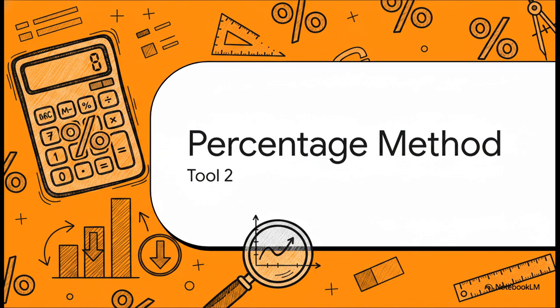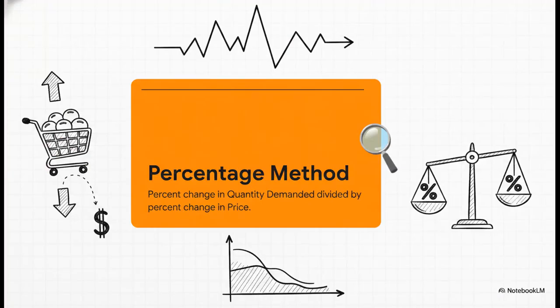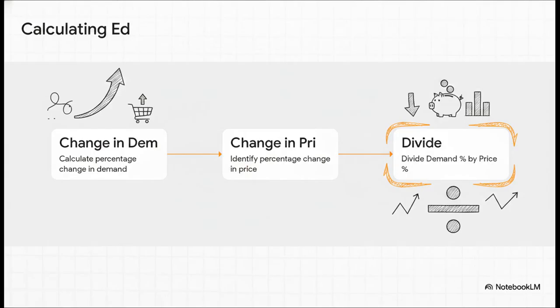Let's move smoothly into tool number 2, which acts as a nice mathematically precise palate cleanser, the percentage method. Some folks call this the proportionate method, but whatever you call it, this is your core go-to formula for calculating exactly how responsive a market really is. Elasticity of demand simply equals the percentage change in quantity demanded divided by the percentage change in price. Let's walk through a quick example, step by step.